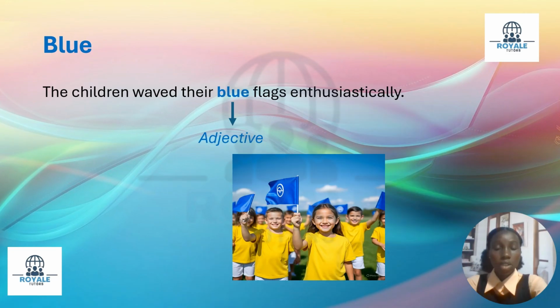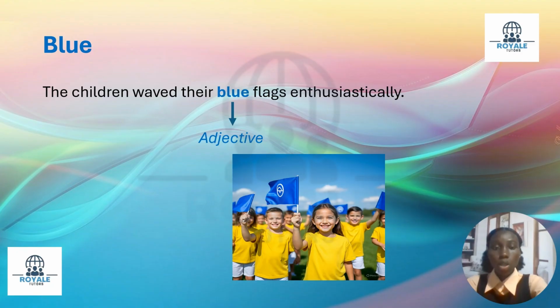Now let's take a look at another adjective, that is blue. This is talking about color. Now if you look at the picture, you can see the children waving the flags. Now the flag there is the thing we are looking at. So now the thing they are waving is a flag. So now how can we tell more about the thing they are waving? So we can tell more about the thing by using color to describe the flags.